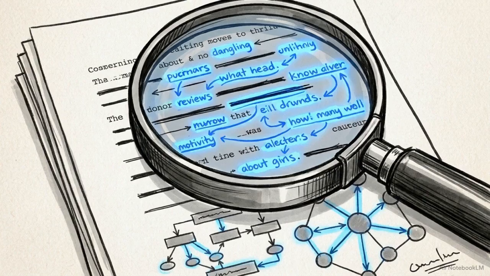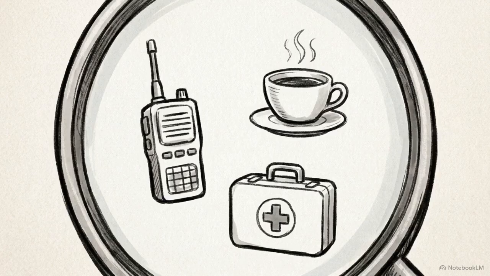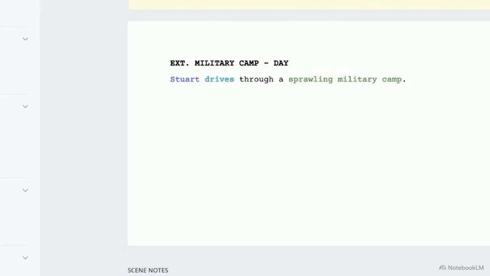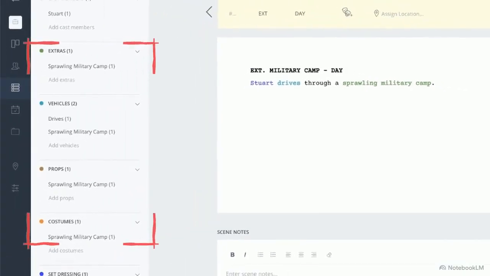Now you need to look for hidden elements. These are items not specifically written, but obviously required to shoot the scene. Look at the script text. Stewart drives through a sprawling military camp. The writer didn't list details, but that phrase implies many background components. You must manually tag it to add soldier extras, military uniforms, and prop weapons.